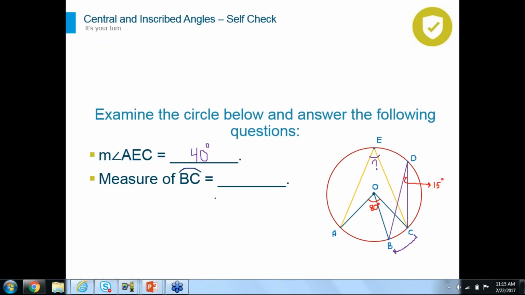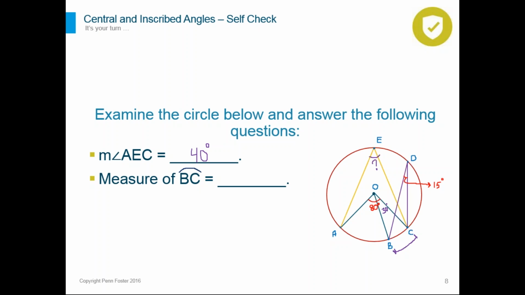Okay, let's do that together quickly. The measure of arc BC, remember, the measure of any arc is the same as the measure of the central angle that intercepts this arc. I'm given the measure of the inscribed angle, and I know that the measure of this central angle is twice the measure of the given inscribed angle. Then 15 times 2 gives the measure of the central angle, which is 30, and that is the same as the measure of the arc. So arc BC measures 30 degrees.